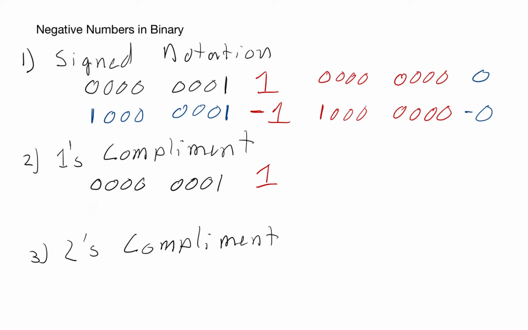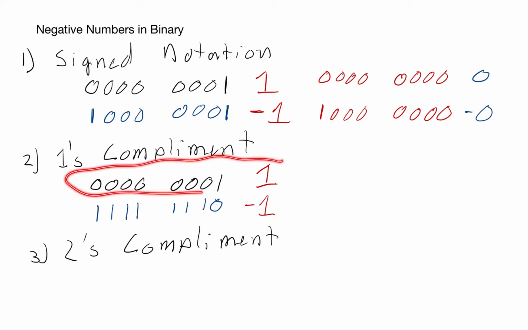So now let's go ahead and make this number negative. I'm not just flipping the most significant bit, I'm flipping all of the bits. And since this bit happens to be a one, I'm going to flip it and make it a zero. And that means that this number is now negative 1. So the top number is positive 1. The bottom number is negative 1.